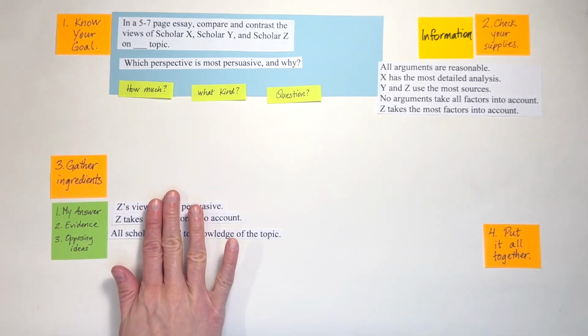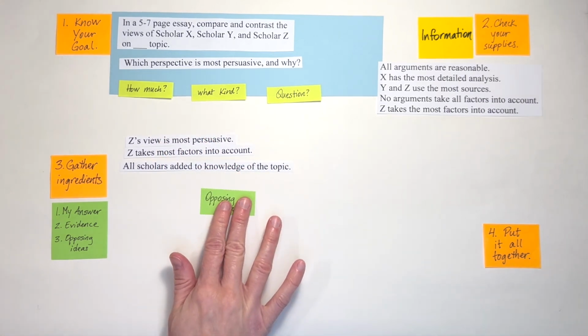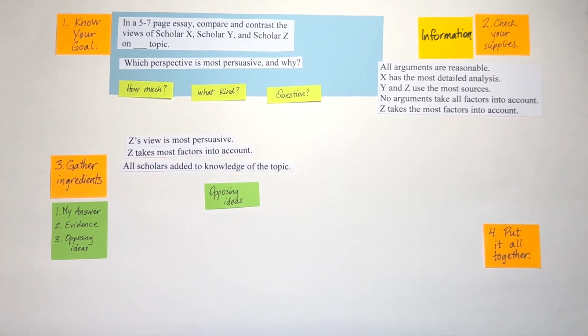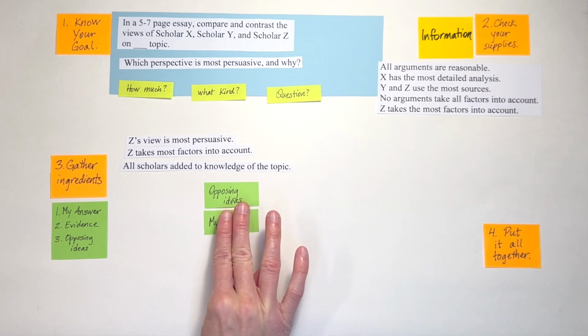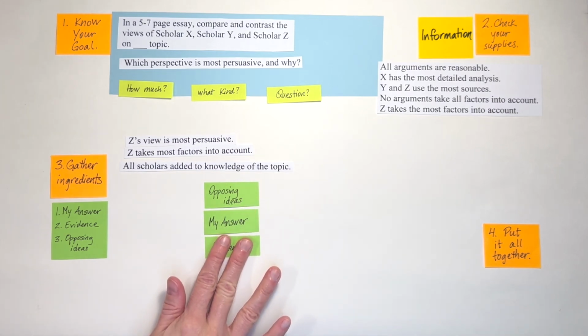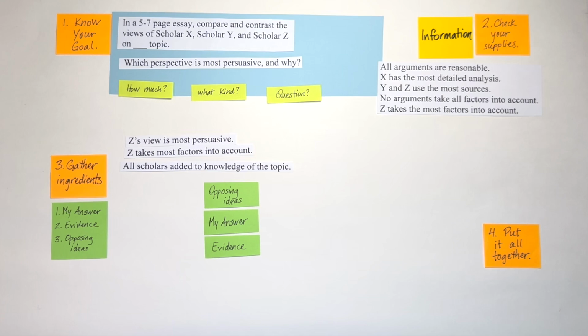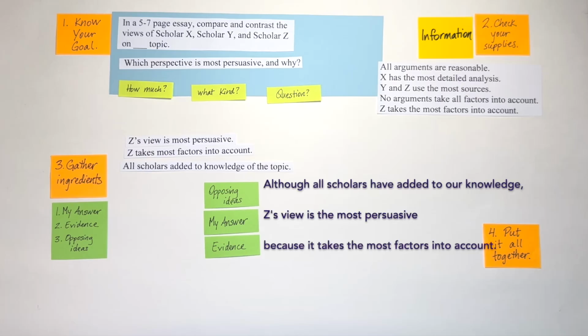Let me just move these up out of the way a little bit. When I start putting my ingredients into my thesis statement, I'm going to put my opposing ideas first, and then my answer, and then my evidence. Now, it would be possible in this case to take my ingredients more or less directly and just add a couple of words to phrase them into a sentence. So I could say something like, although all scholars have added to our knowledge, Z's view is the most persuasive because it takes the most factors into account.